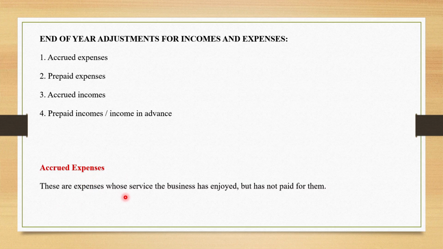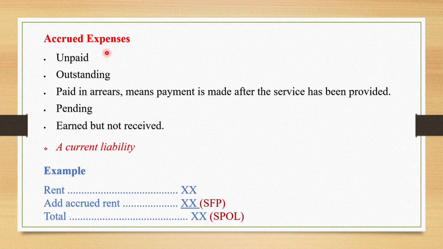These are expenses whose service the business has enjoyed but has not paid for. The service has already been enjoyed, but you have not paid for it. These are accrued expenses. They can also be called unpaid, outstanding, or paid in arrears: payments that are made after the service has been provided, as seen by definition. They can also be called pendings, earned but not yet received.